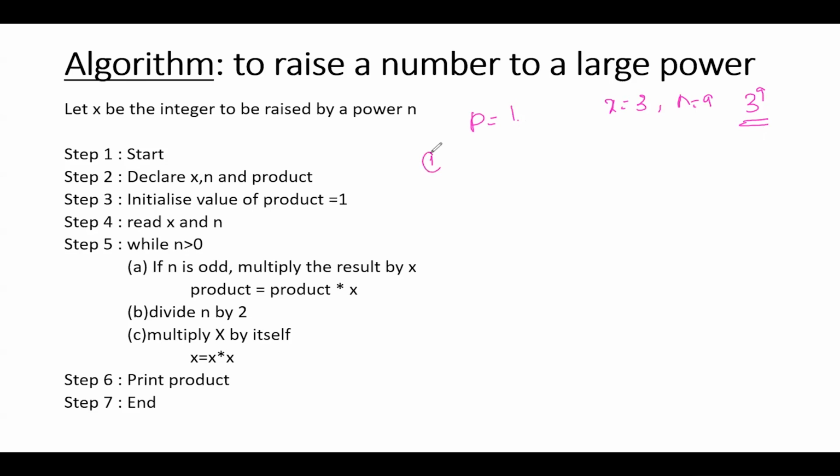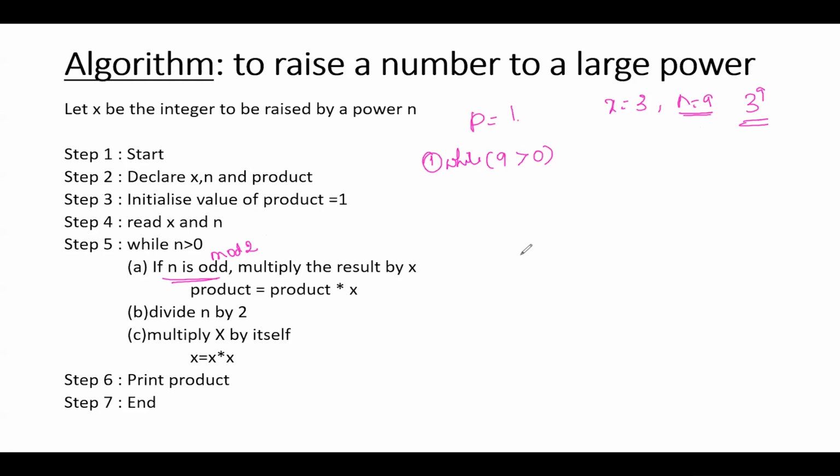While n is, this is the first repetition, while my n value 9 is greater than or equal to 0, if n is odd. Now, how do you find out n is odd? Of course, you will use the mod 2 operation, which has already been discussed in the previous sessions. So kindly go through those. So if it is completely divisible by 2 and the remainder is 0, we will consider it as even. If not, it is odd. Okay, if n is odd, in this case 9 is not going to be divisible by 2, hence it is odd. We know that it is odd.